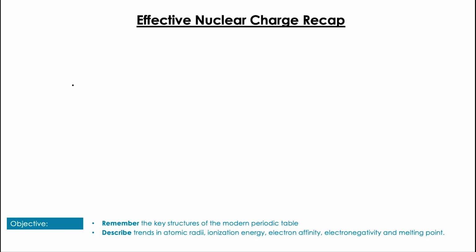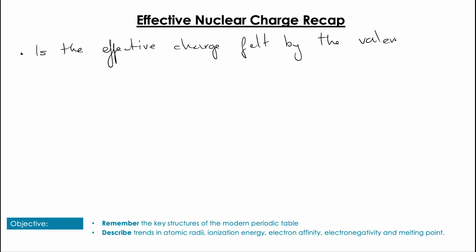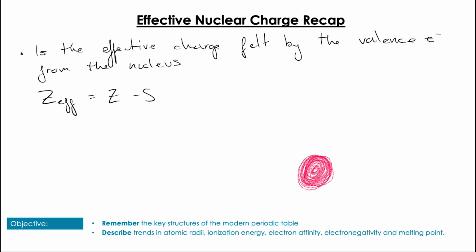Really, this should all sound pretty familiar from effective nuclear charge, which we covered in Unit 2. Remember, effective nuclear charge is the charge felt by the valence electrons, taking two things into consideration: the distance from the nucleus and also the shielding of other electrons. We can calculate this Z effective as Z, which is the number of protons in the nucleus, or the total number of electrons, minus S, the non-valence electrons.